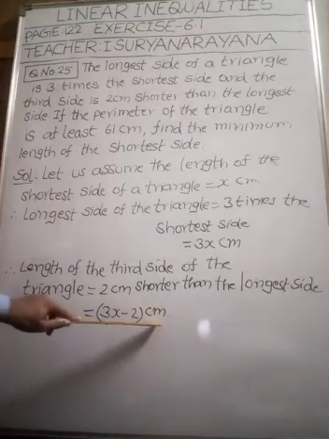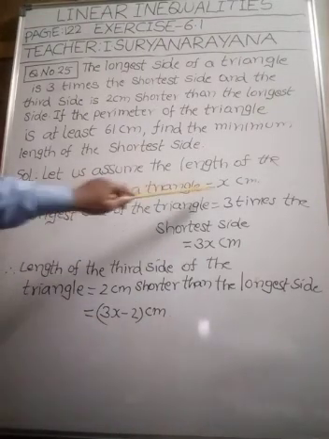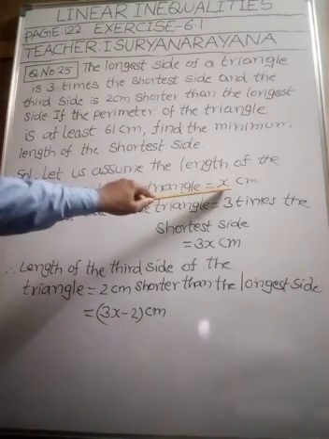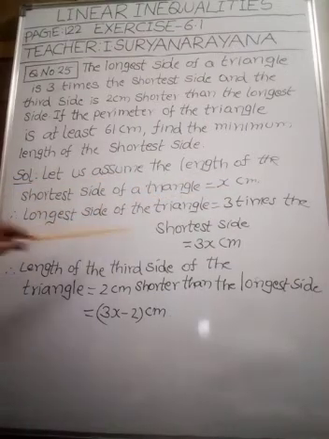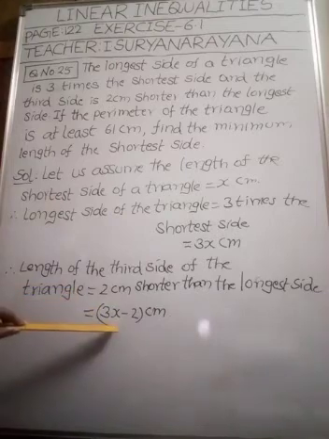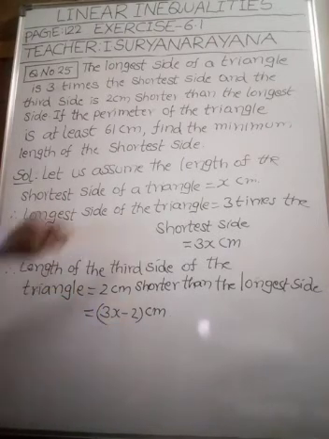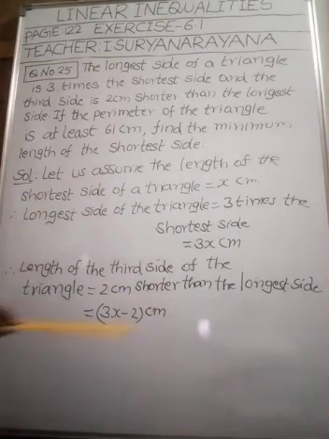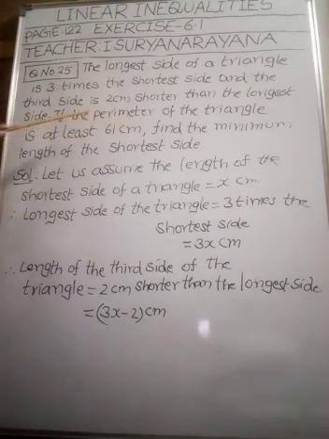Understood this step, my children? We got the length of the shortest side, that is x centimeters, the length of the longest side is 3x centimeters, and the length of the third side is 3x minus 2 centimeters. Understood these steps, my dear children? Right. Now come to the next part.